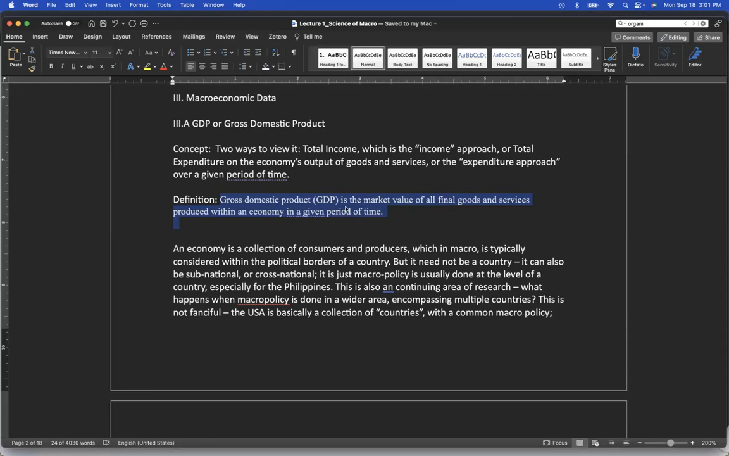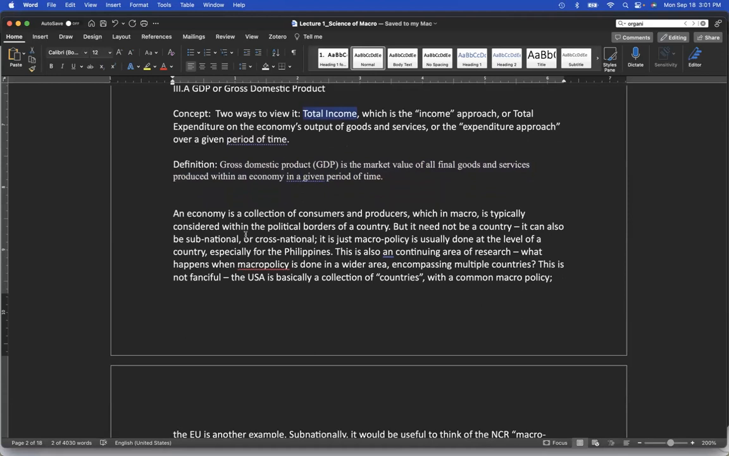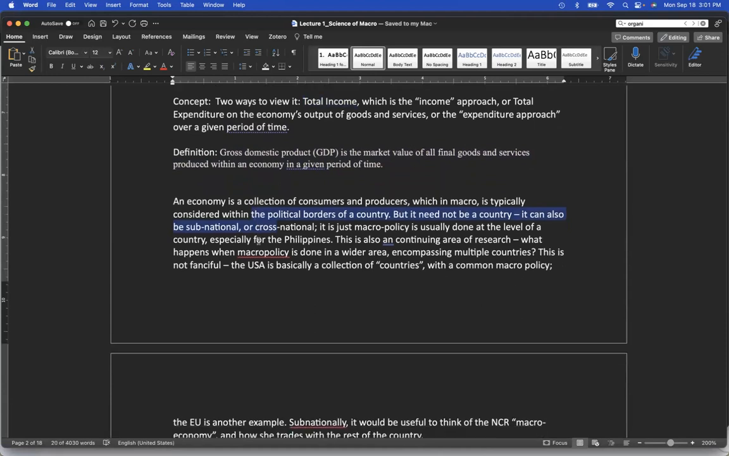So some concepts. Two ways to view this GDP concept, right? The income approach, or the total income, or the total expenditure, or the expenditure approach. So what this is saying is that this definition is essentially equivalent to a total income point of view or a total expenditure point of view. An economy is a collection of consumers and producers, which in macro, again, is in part of the political borders of a country. Again, it need not be a country.